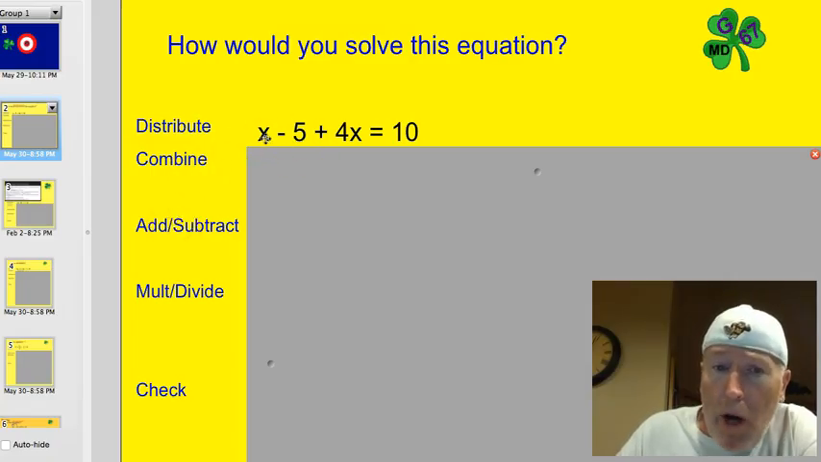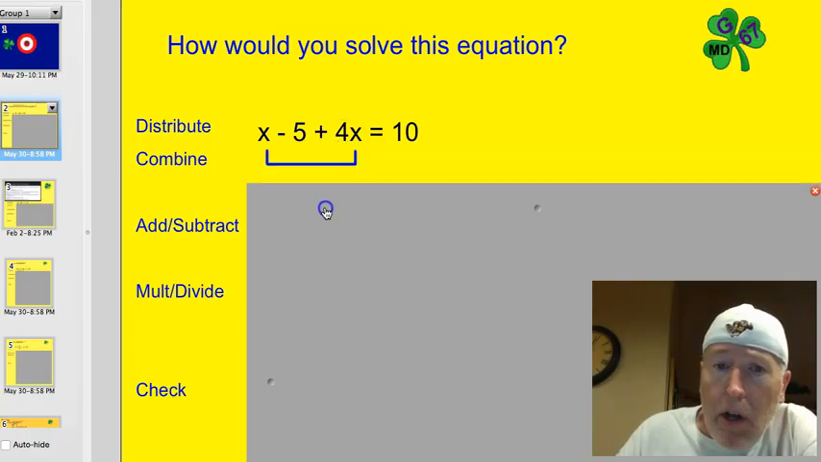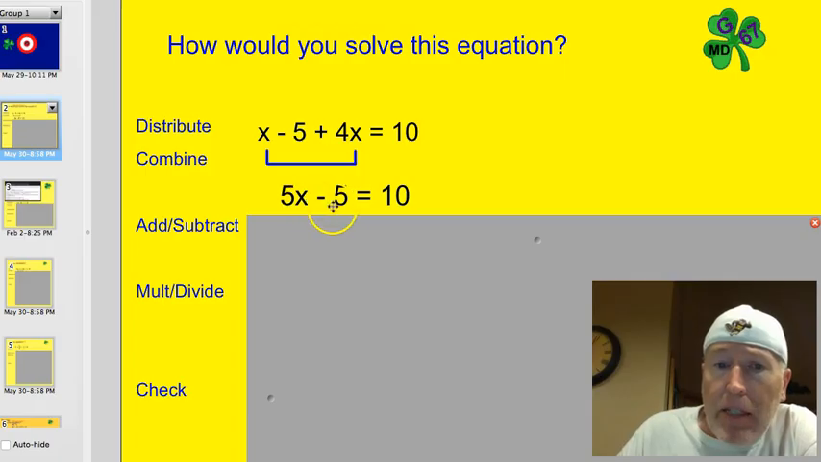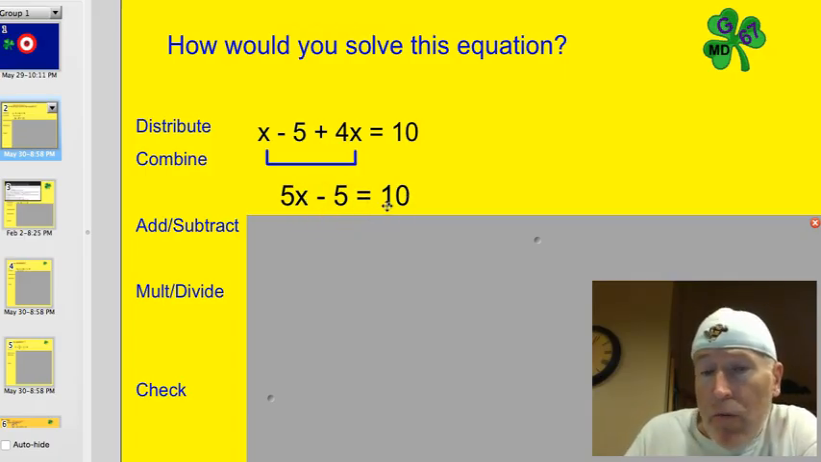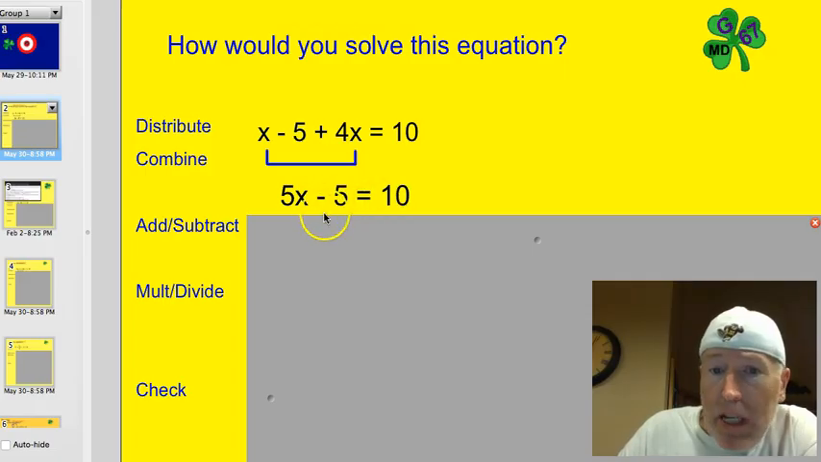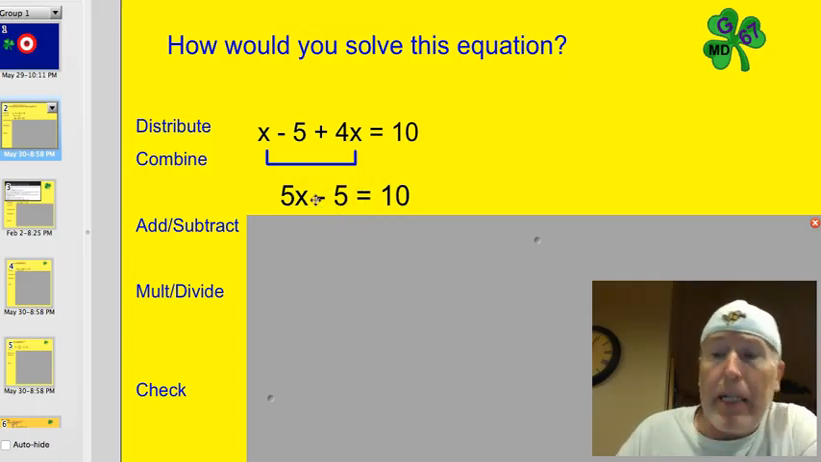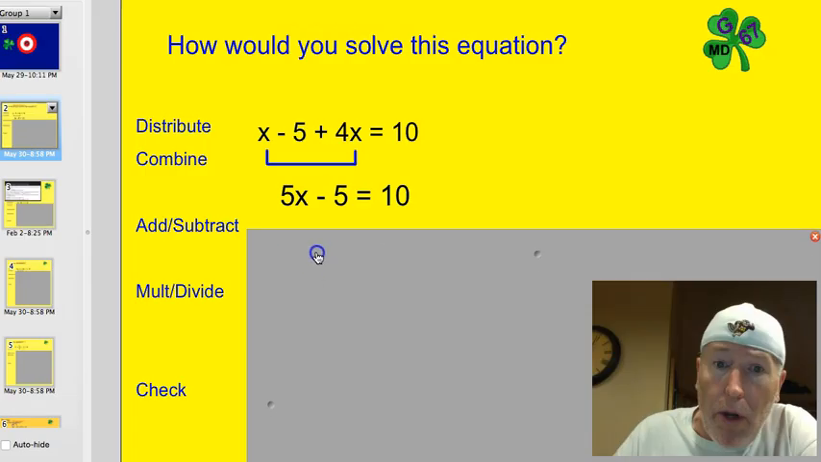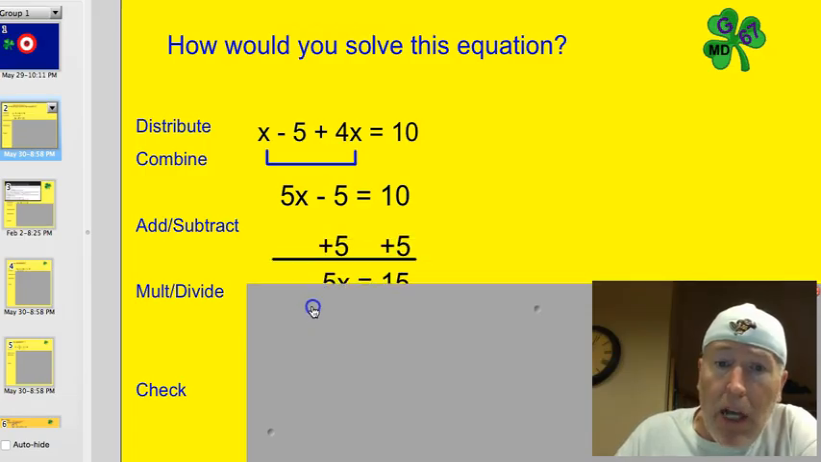We've got a 1x here and we've got a 4x here. So if we combine those, we will have 5x minus 5 equals 10. So we've simplified it a little bit. Now, can we add or subtract? Yeah, we can add 5 to this side and to this side, and we can get rid of this. We're working towards isolating that variable. So go ahead and add 5 to both sides.